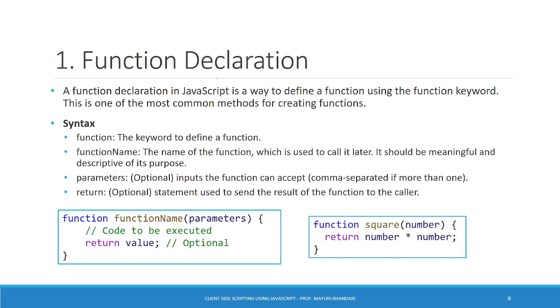First and foremost, function declaration. Function declaration is a regular way of defining function using function keyword. This is most common method for creating functions. Syntax of function declaration is function keyword followed by function name. Then in parentheses you can specify parameters if required, and then in curly braces you can write code that you want to execute on function call, and then at the end you can give return value, which is again optional. If you don't return any value, by default JavaScript will return undefined.